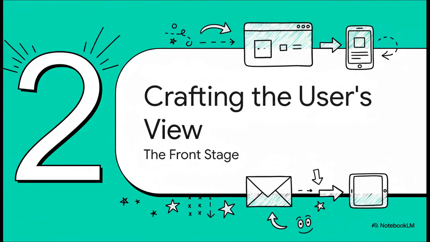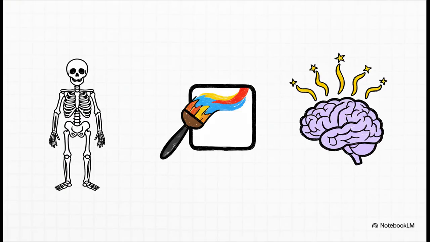Okay, so the server sends something back. But what is it sending? Let's take a look at what we can call the front stage. This is the part of the app that you, the user, actually get to see and play with. So, every single web page you've ever seen is built with three core ingredients. You've got HTML, which is like the skeleton of the page. It gives it all its structure, the headings, the paragraphs.